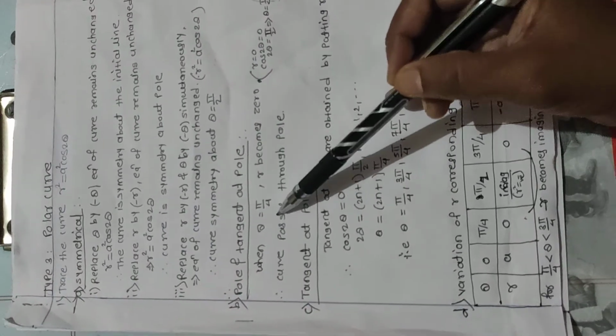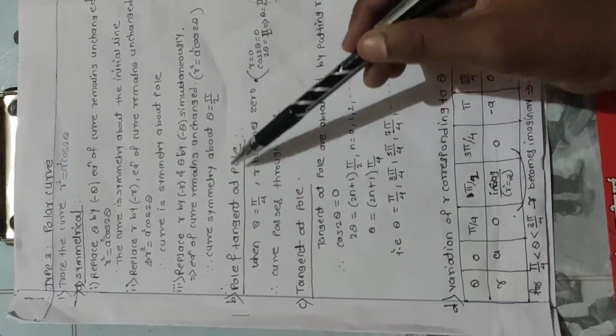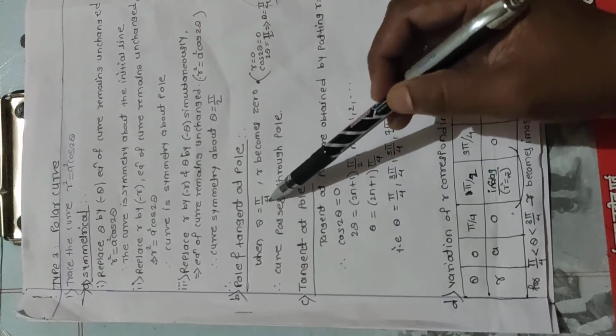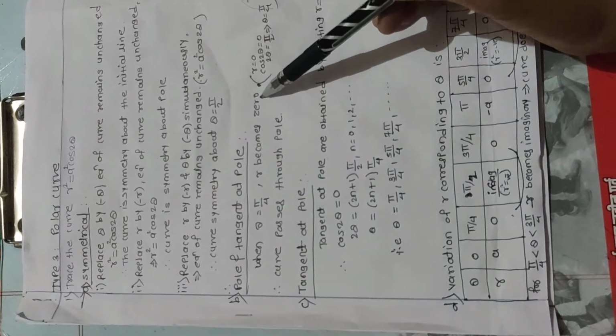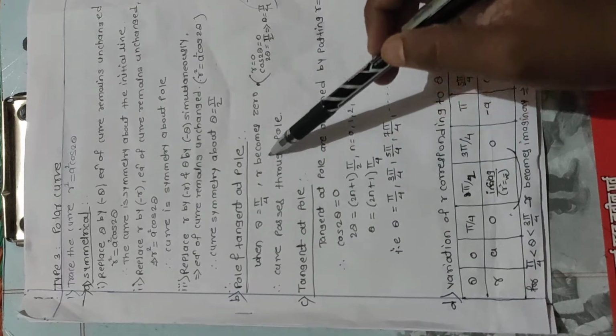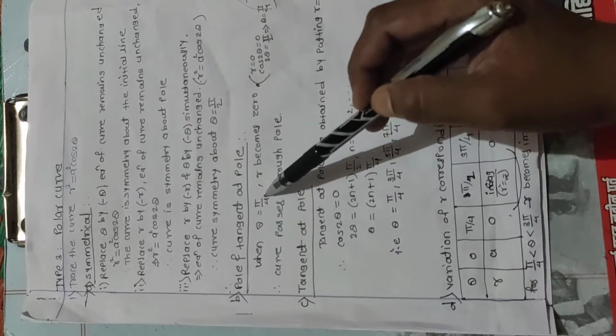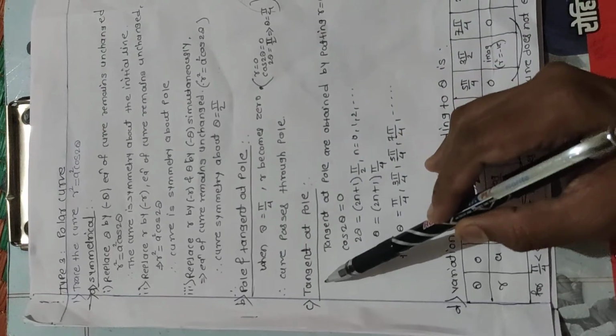See what is the next point? We have to calculate the pole and the tangent at the pole. When theta equals pi by 4, r becomes 0. That means we can say that the curve passes through the pole. And what is the tangent at the pole? So this is the first tangent at the pole. After that, the next point is the tangent at the pole.